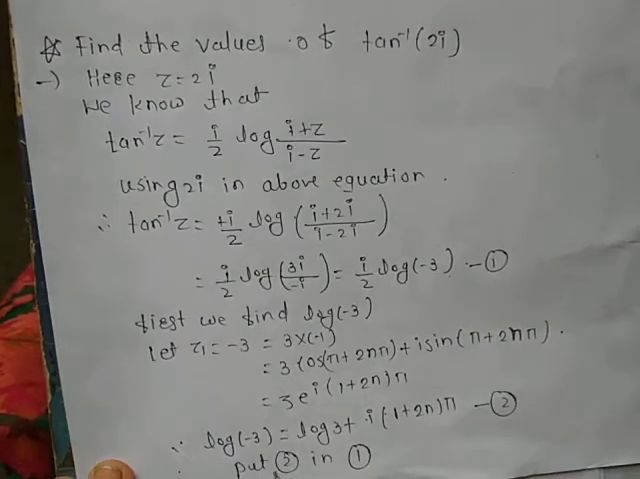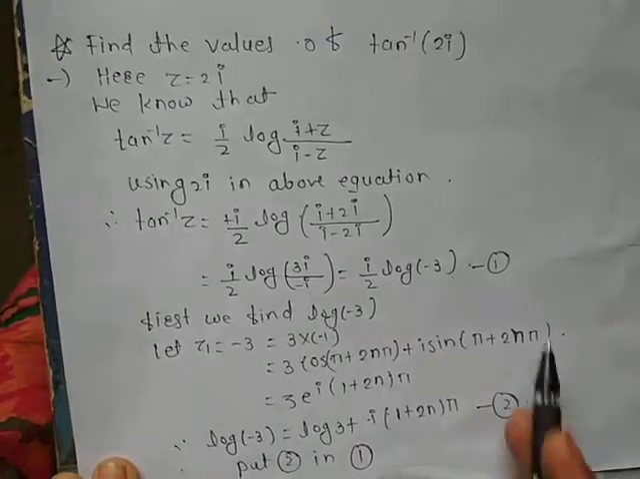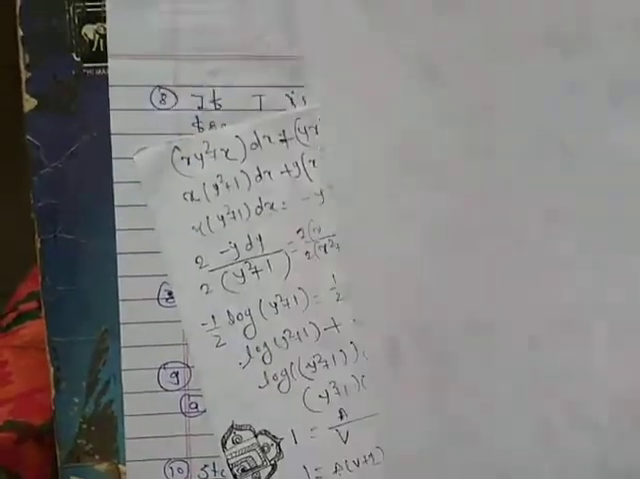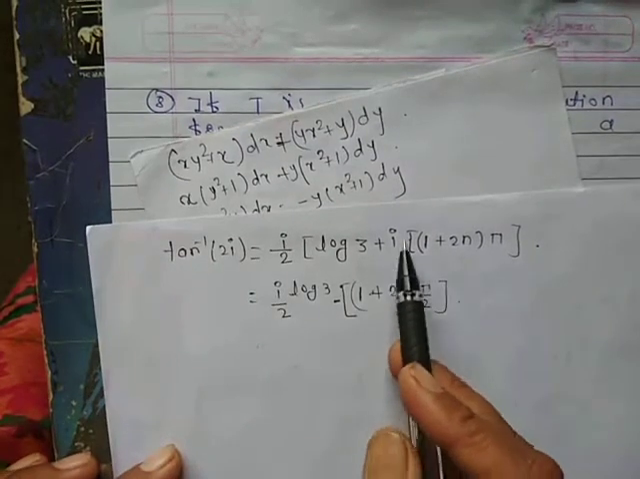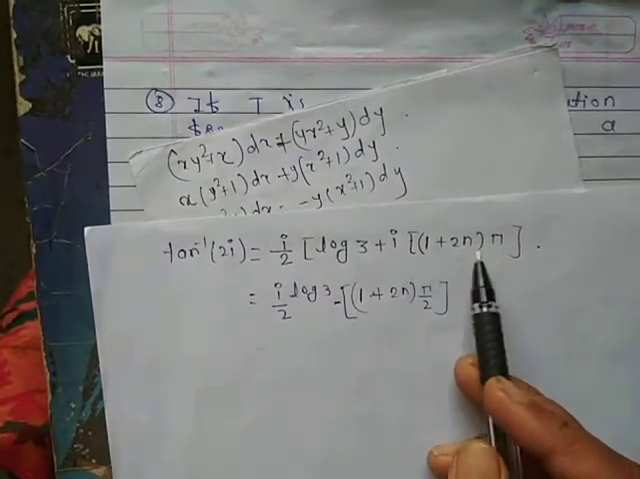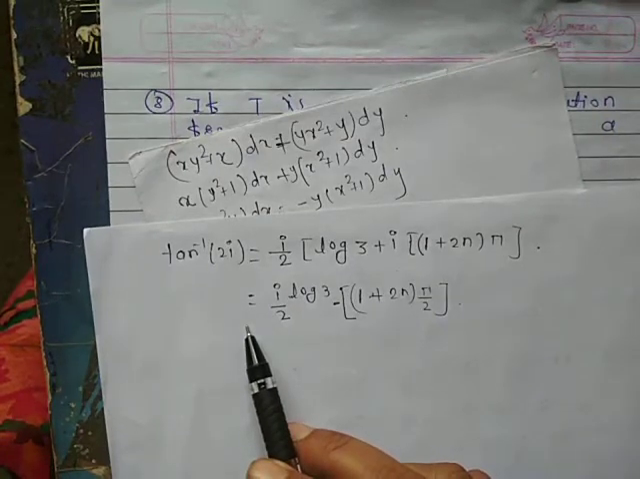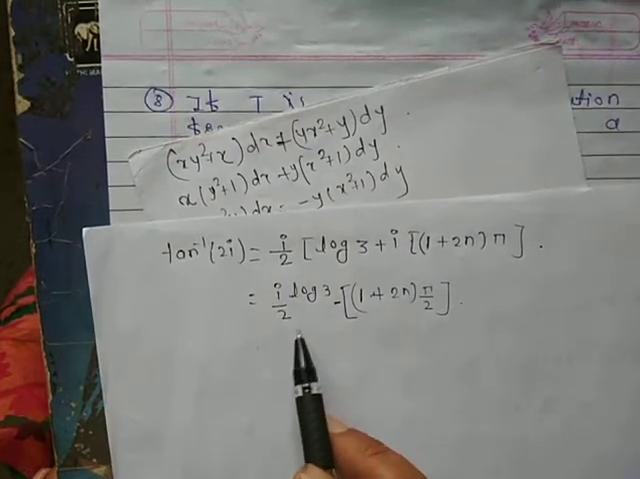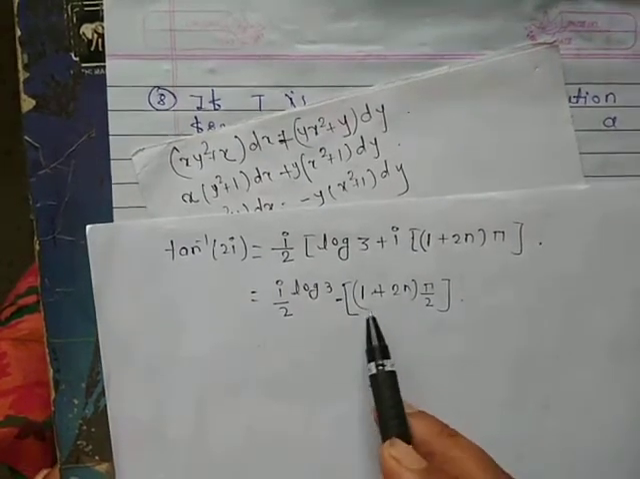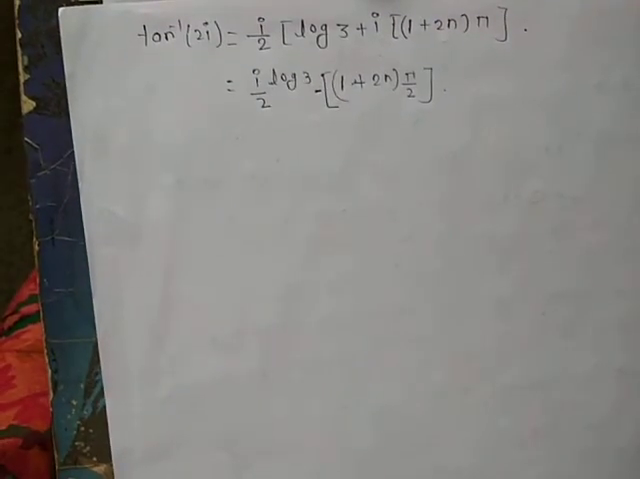So put this 2 in 1. Putting this 2 in 1, we will get i by 2 log 3 plus i into 1 plus 2n pi. This is nothing but i by 2 log 3 minus 1 plus 2n into pi by 2. Okay, we will stop here.